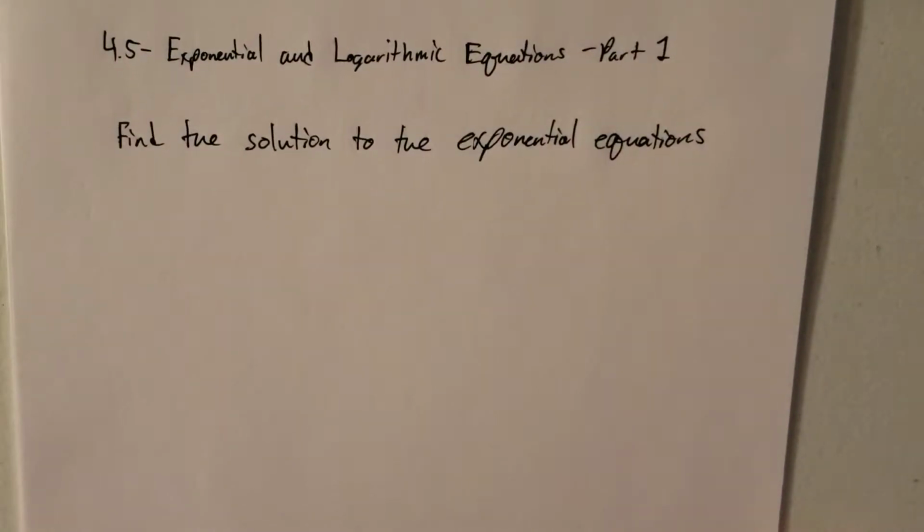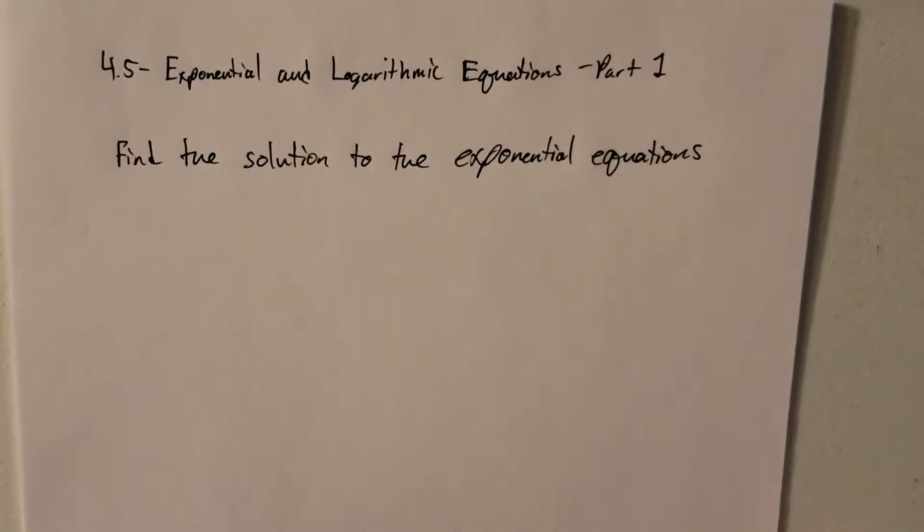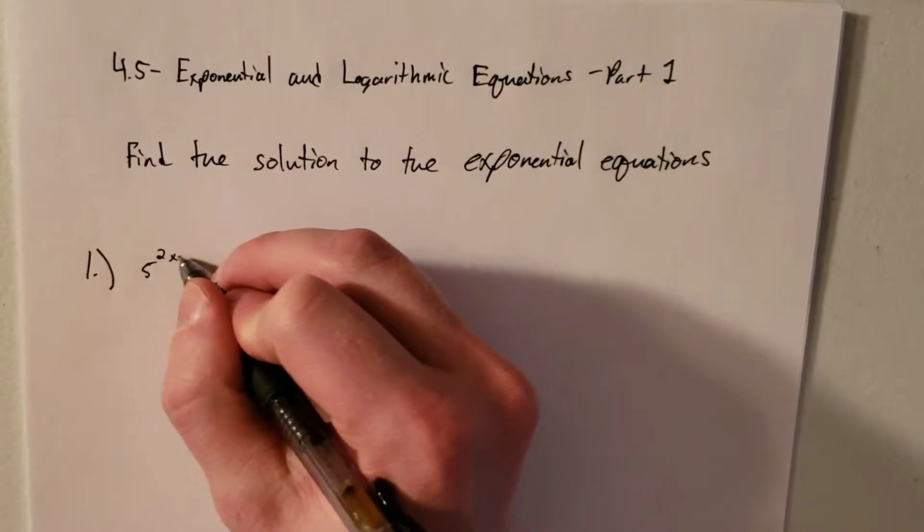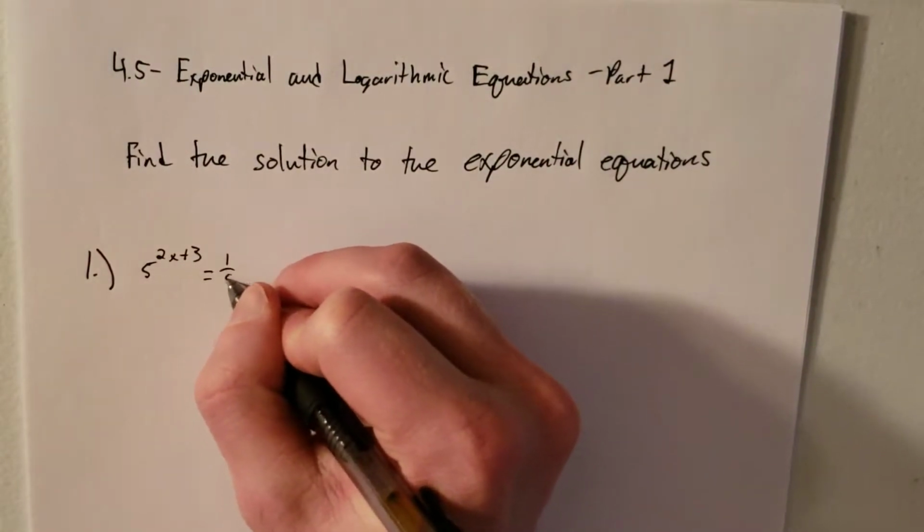In this video, we want to cover the first part of section 4.5, exponential and logarithmic equations. This section is kind of long, so we're going to do exponential equations in this first video, and we'll do logarithmic equations in a second video. So our first equation here is going to be 5 raised to the 2x plus 3 is equal to 1/5.